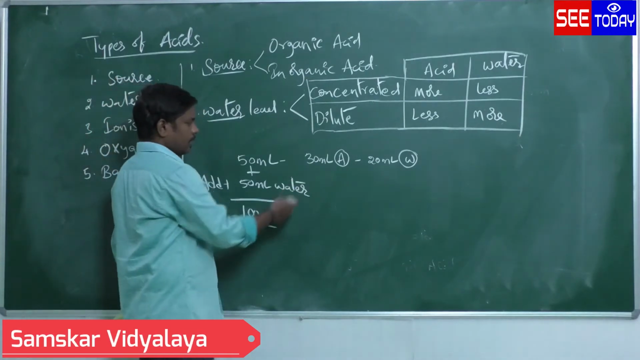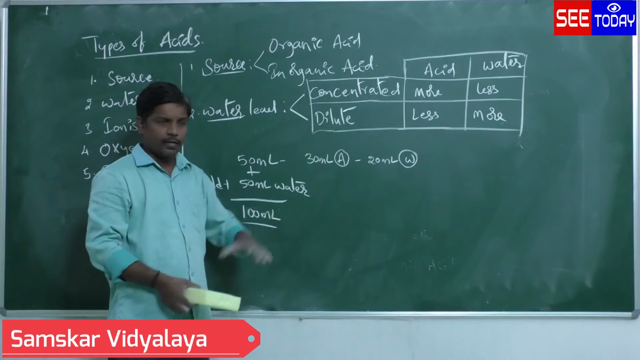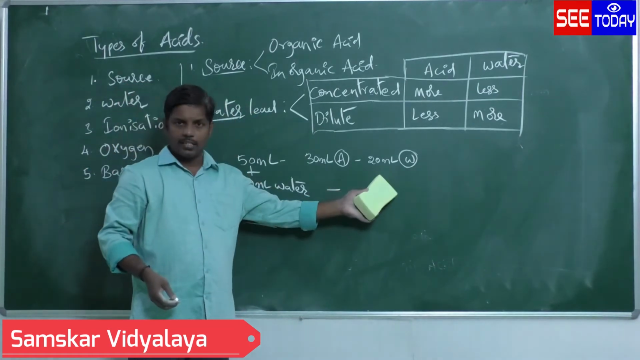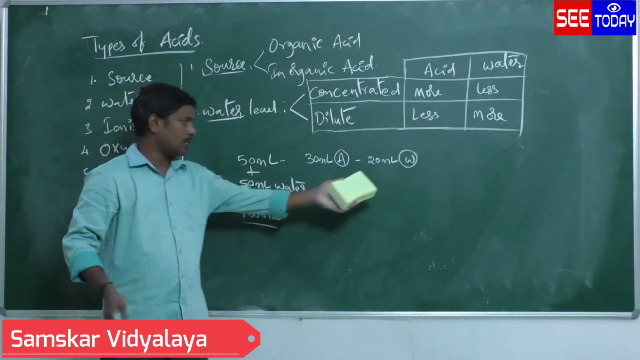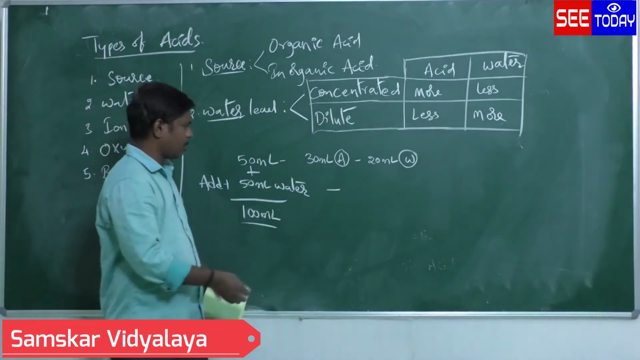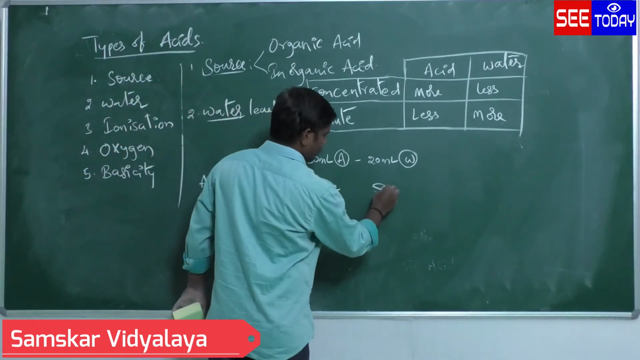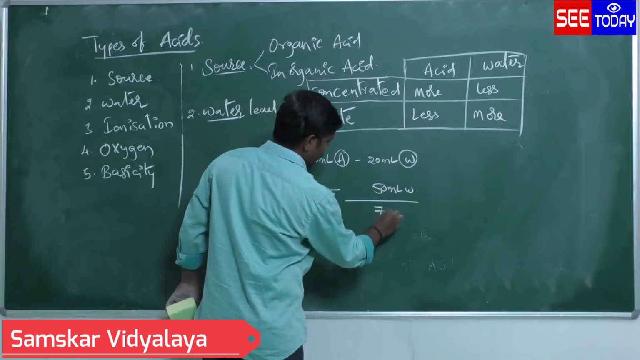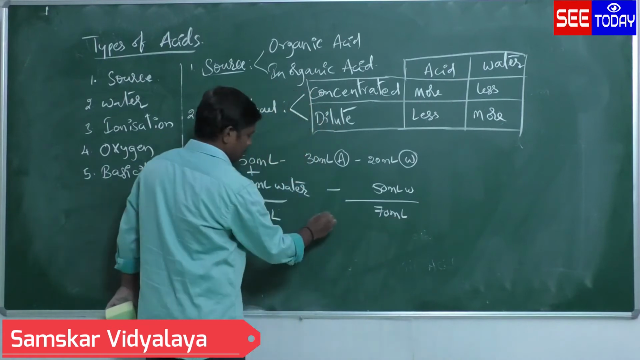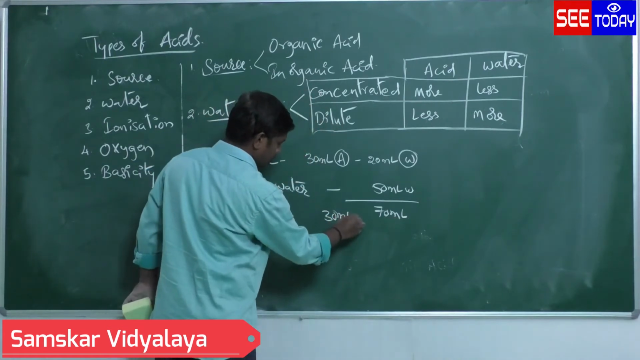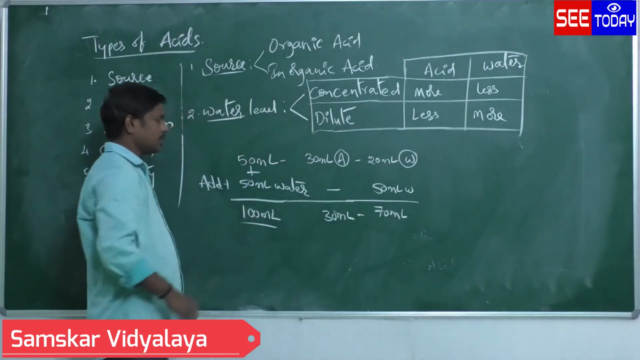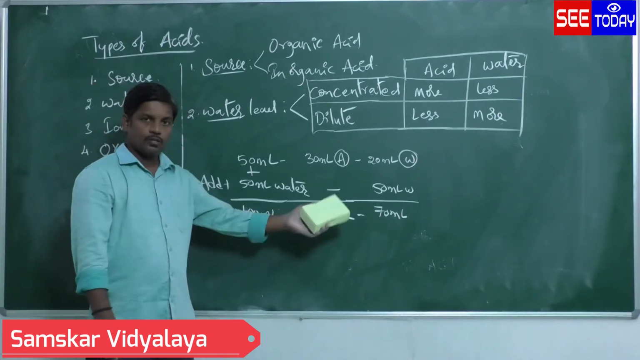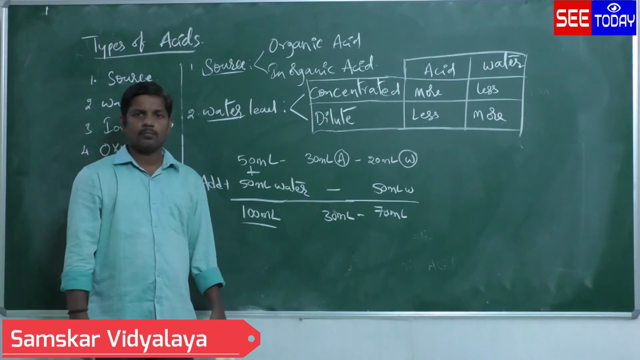Did we add acid? No, no acid is added. Did we add base? Sorry, water. Yes, we have added 50 ml water. So in total it is 70 ml water and 30 ml acid. Can we call this a concentrated acid?